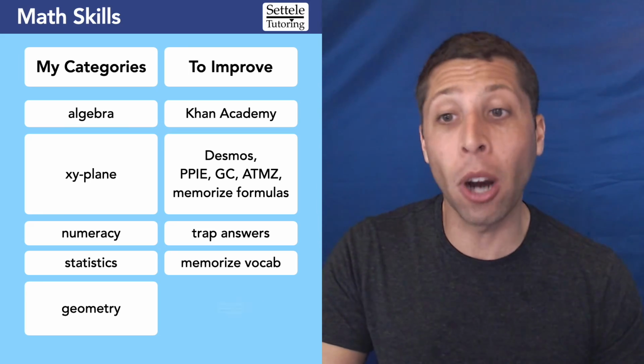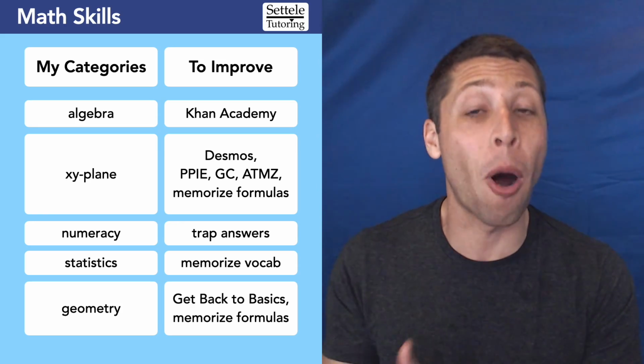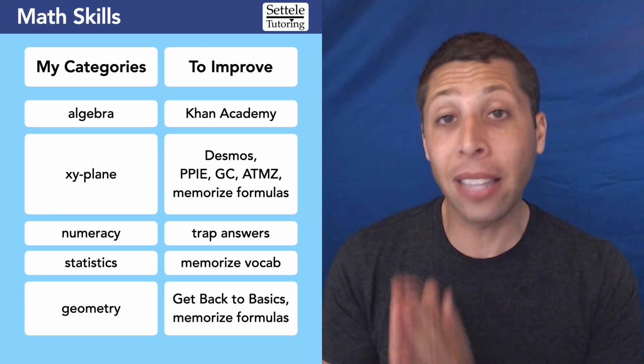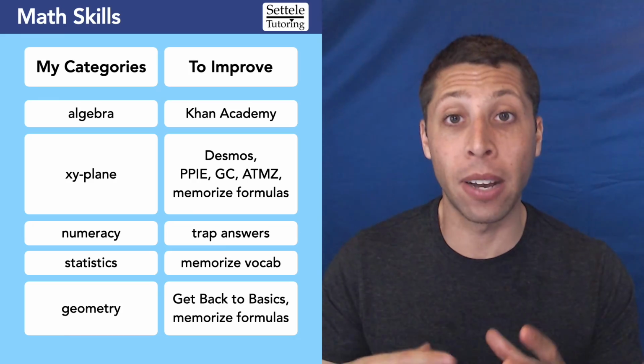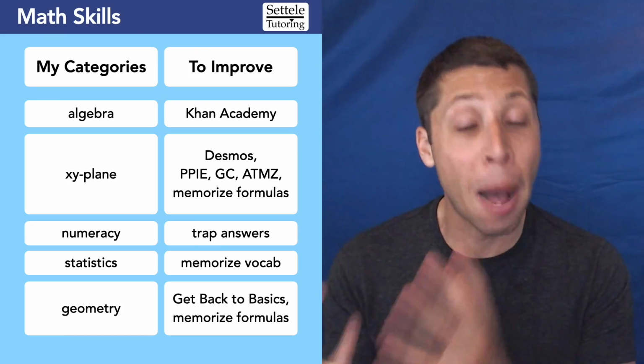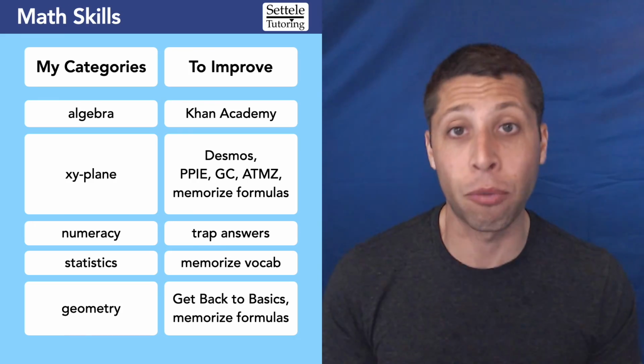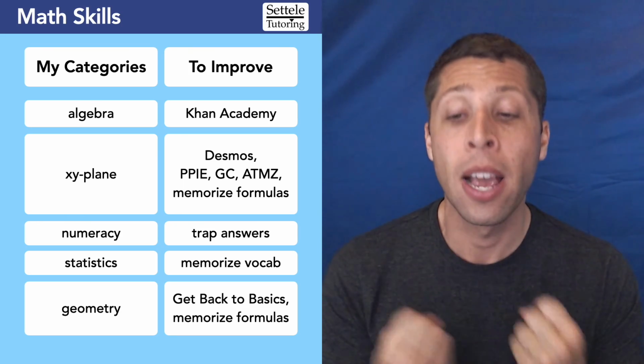And with geometry, we are going to need to memorize the formulas, though some of them are provided to us on the test, but a lot of it is getting back to basics. If they have a confusing question that seems more complicated, how do we get that back to the basic formulas of triangles, circles, and rectangles that we know?